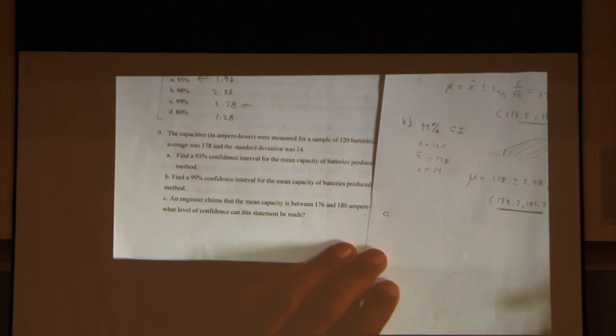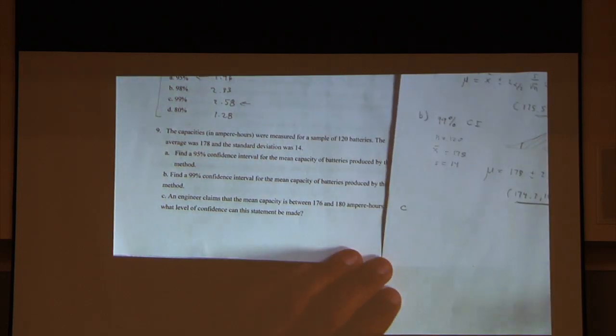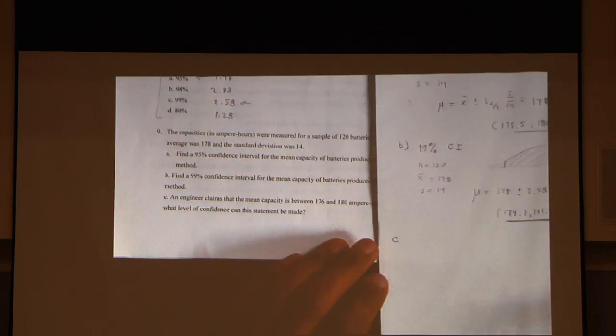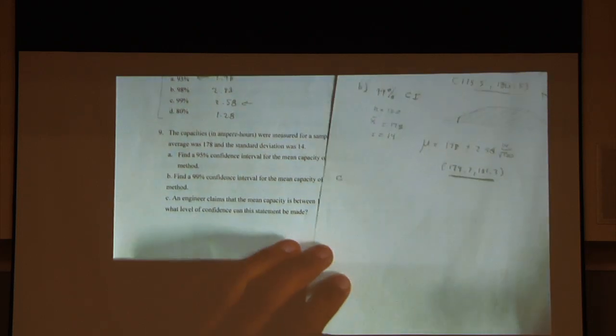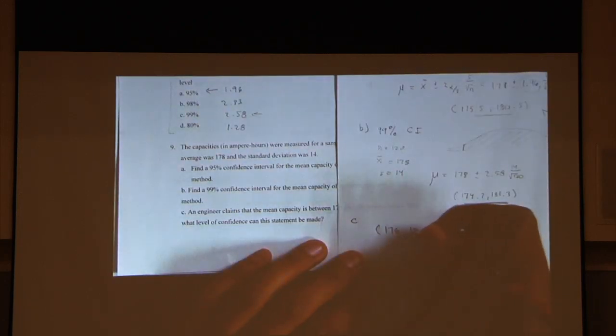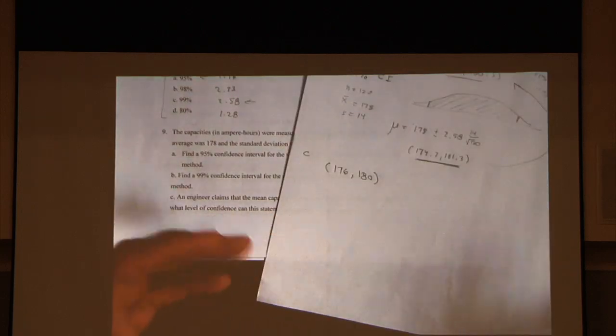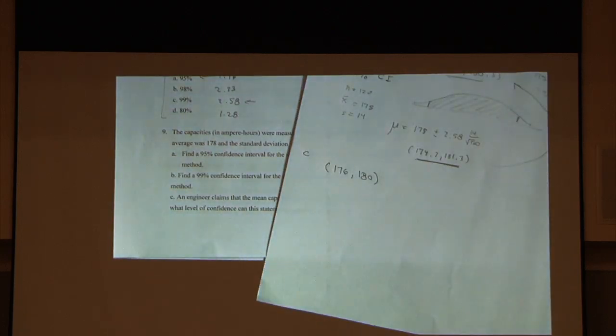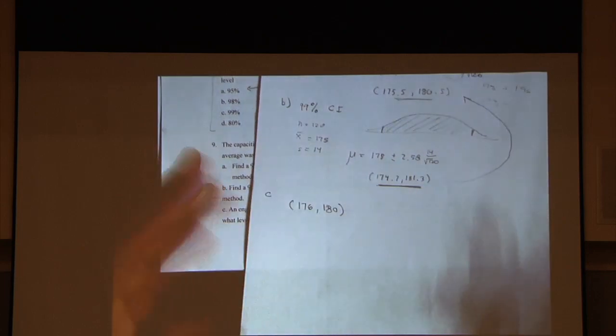C says, an engineer claims that the mean capacity is between 176 and 180. With what level of confidence can this statement be made? Right, so now we're working backwards. He's giving you a confidence interval. He's saying that it's somewhere between 176 and 180. And you're trying to figure out how high of a confidence level he has so that you can probably try to match it or make it better.